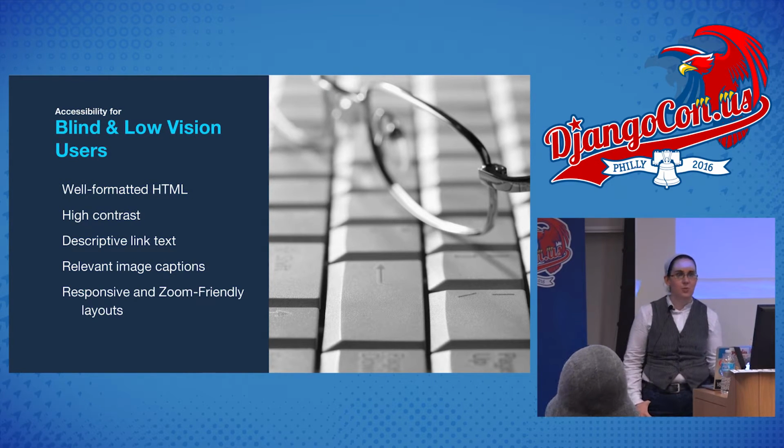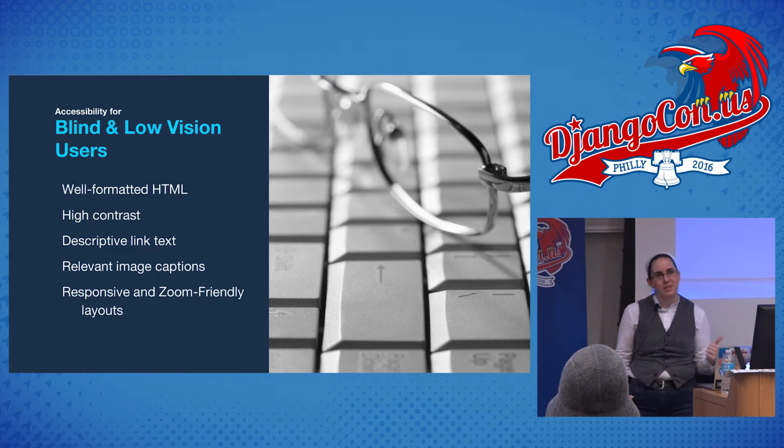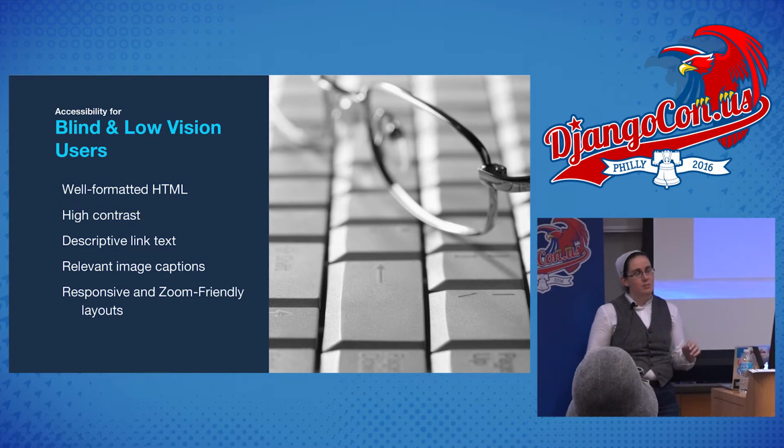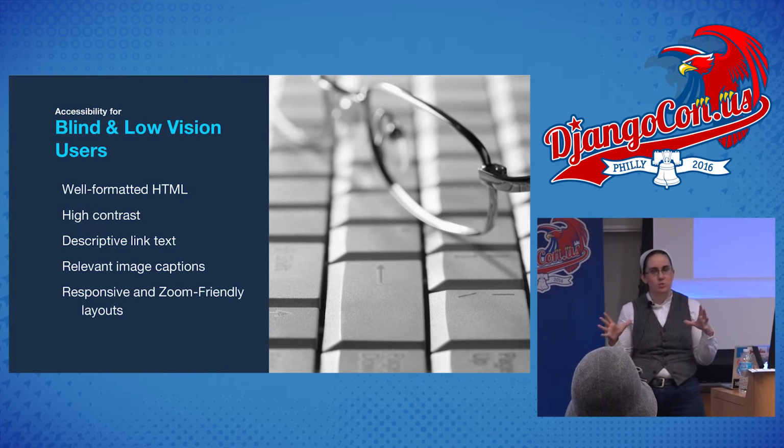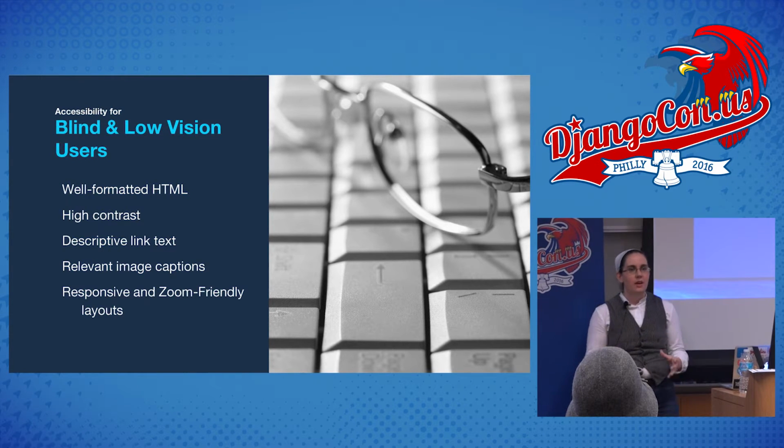Last thing is, well, actually, two more things. Relevant image captions are a big one. You see two modes of failure here. One is people not including image captions at all. The other one is people captioning way too much, putting in way too much alt text.